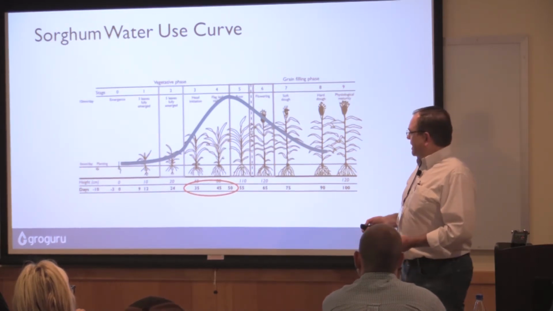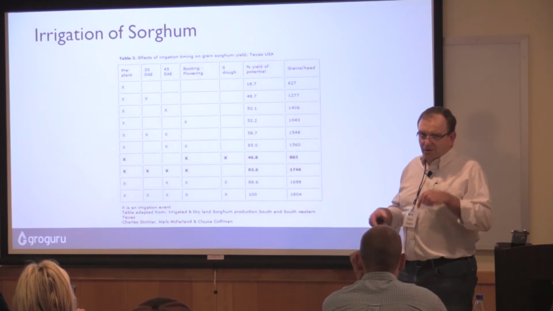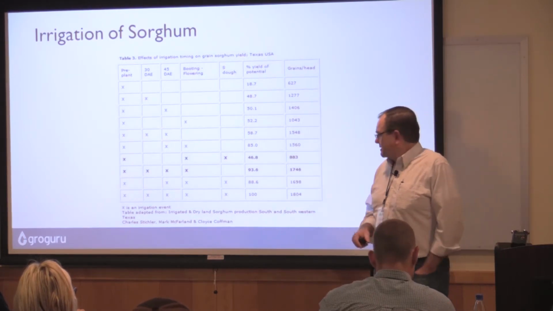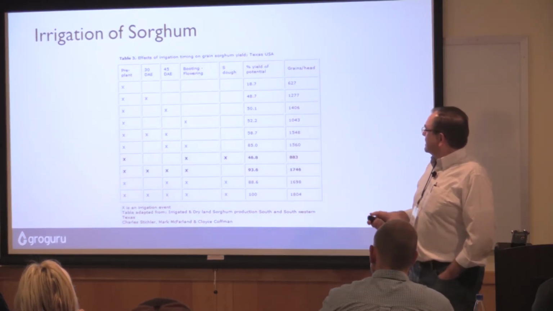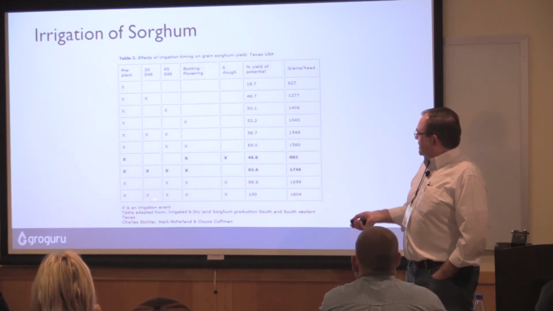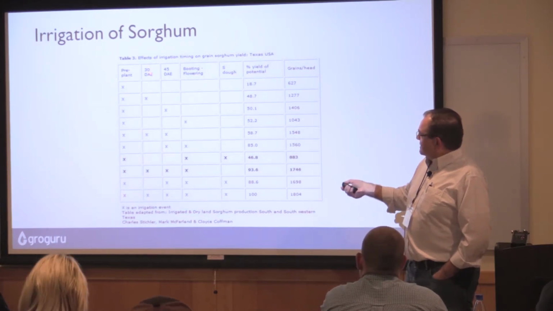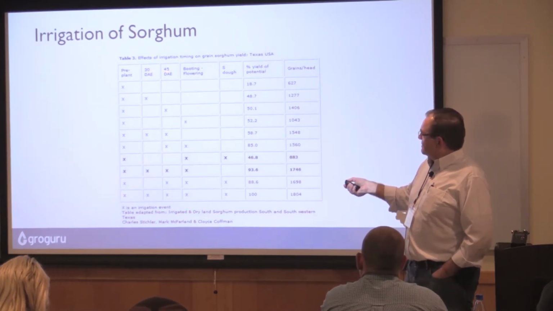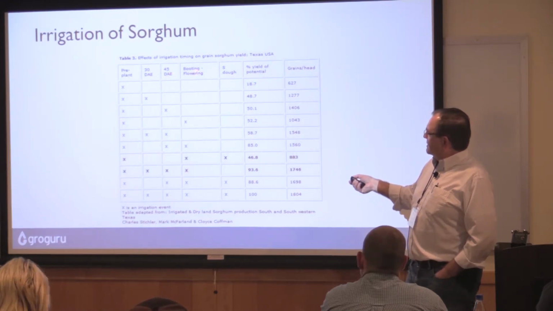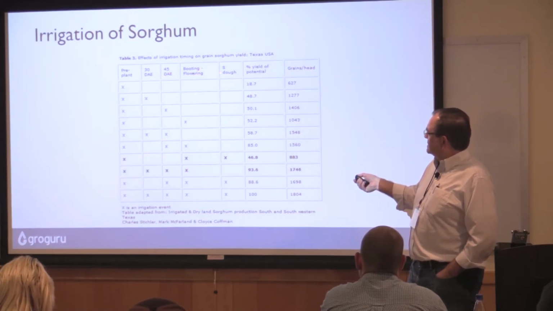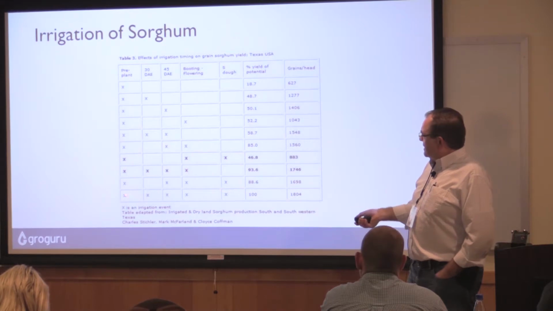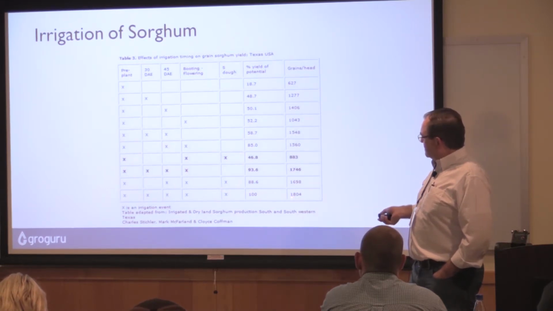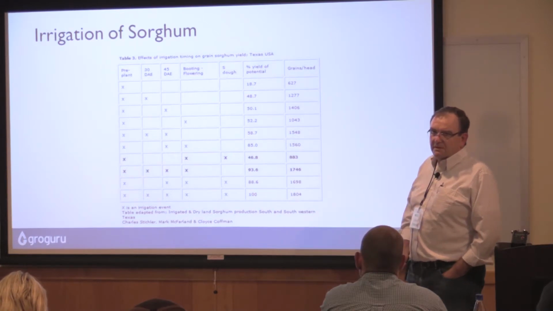And so here is some research that was done on this farm, I believe. I don't know what year it was, but we've got irrigations pre-plant, 30 days after emergence, 45 days after emergence, flowering, booting, or booting flowering stage, and then during grain fill. Irrigations at every one of those times is the benchmark yield, 100%.